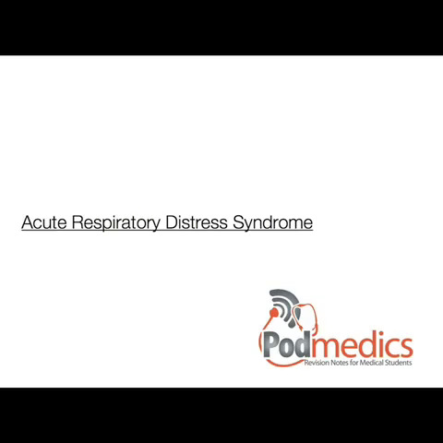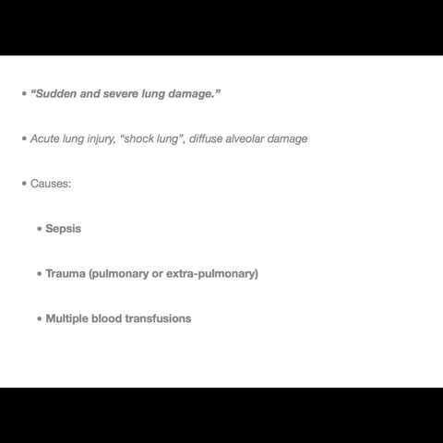So the last end pathway I'm going to talk about is acute respiratory distress syndrome, which implies sudden, very severe lung damage. Other names for this include acute lung injury, shock lung, and histologically diffuse alveolar damage. Important causes of ARDS are sepsis, so a severe pneumonia or septic shock, severe traumatic injury, which may be either pulmonary, such as pulmonary contusion, or multiple fractures, or just generally very severe sudden onset trauma, or multiple blood transfusions.